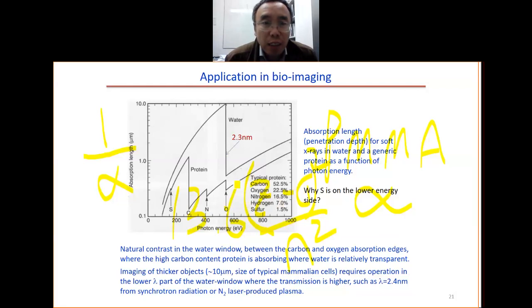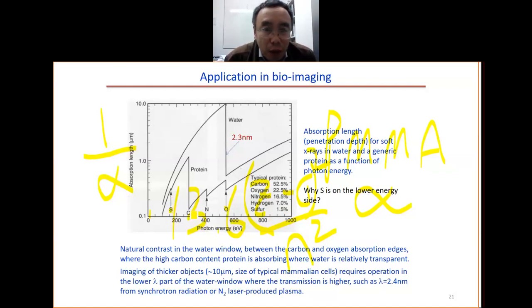For water we have oxygen and we also have hydrogen. For hydrogen, Z equals 1, so there will be no screening effect. So the hydrogen energy is 13.6 electron volts, and hydrogen should be here. But how come the sulfur is here? Normally higher atomic number gives you higher energy. Sulfur's atomic number is 16, so how come its energy is lower?